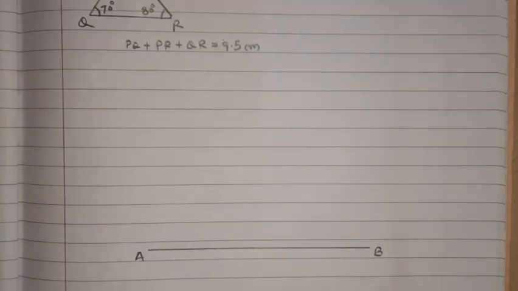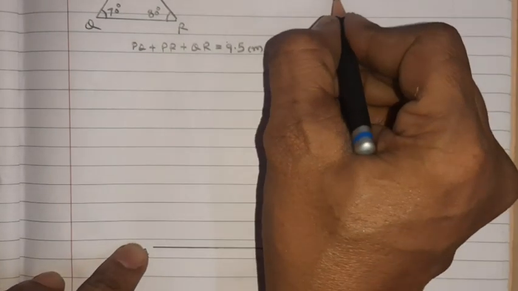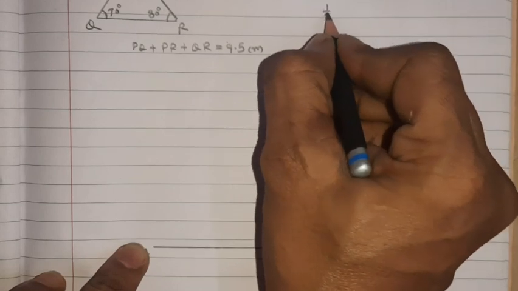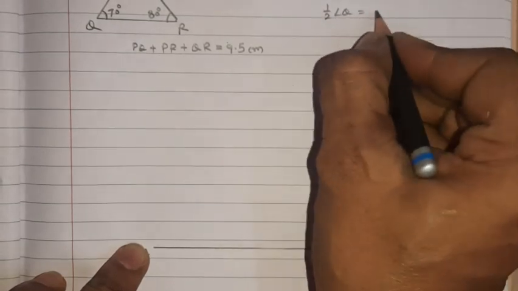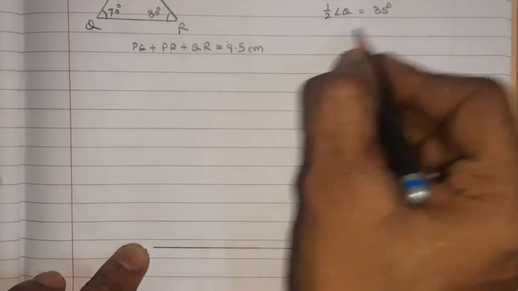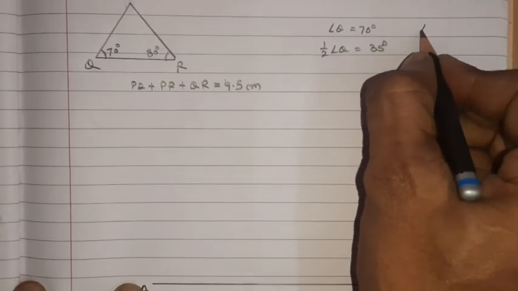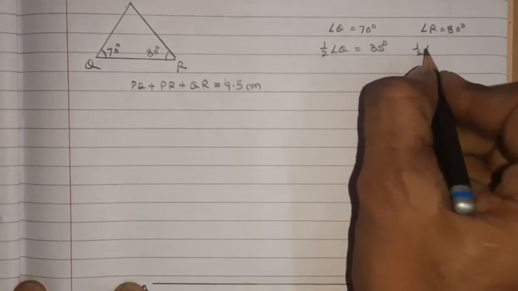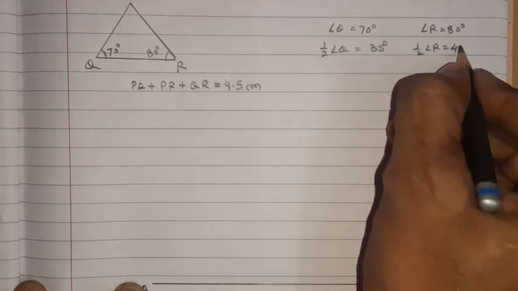Dear student, at the point Q, the angle is 70 degree. Therefore, make the half of that. Angle Q is 70 degree, half angle Q is equal to 35 degree. And here, angle R is equal to 80 degree. Half angle R is 40 degree.